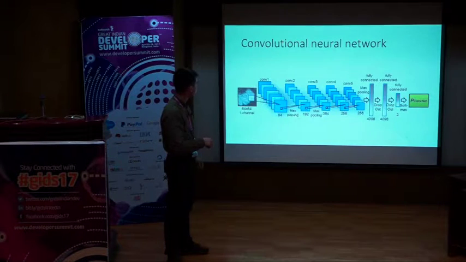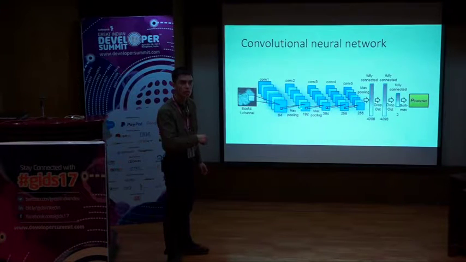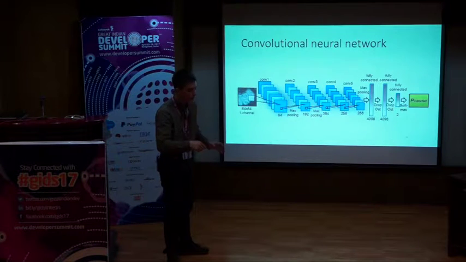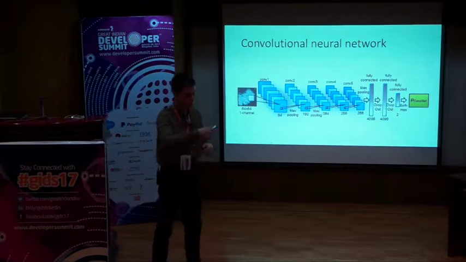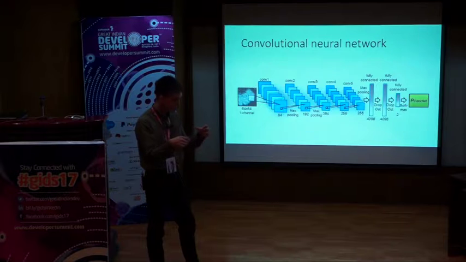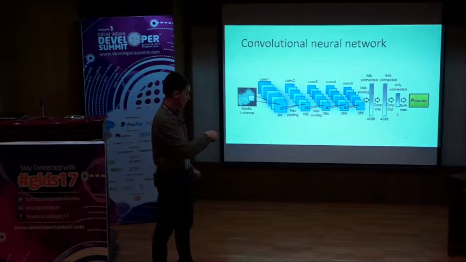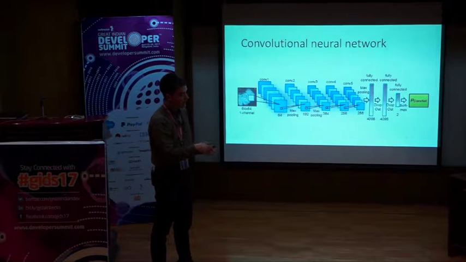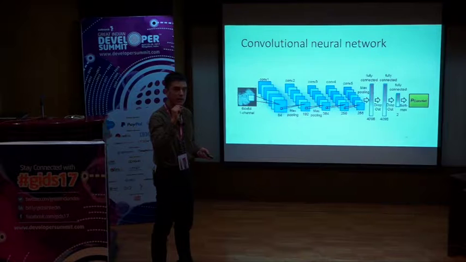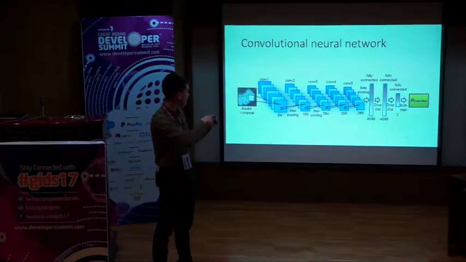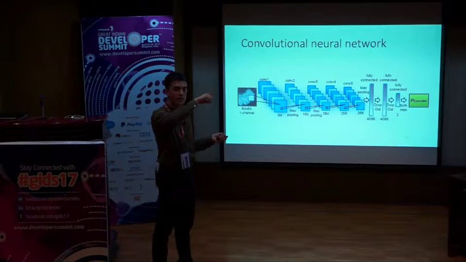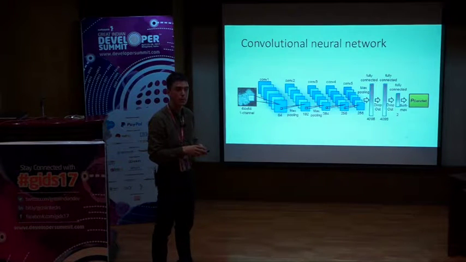Well, these will be fixed as you're learning them. So they will slowly change as you feed it more data. But once it's trained, if you have two images of dogs, and one of these units detects some fur or something like that, then this unit will be activated very highly for both of these images.